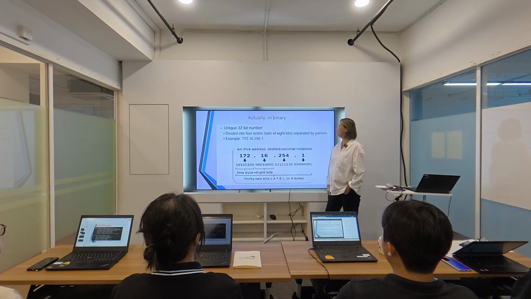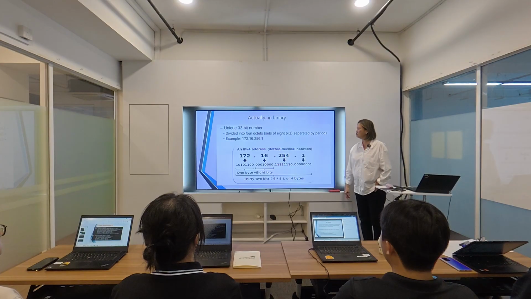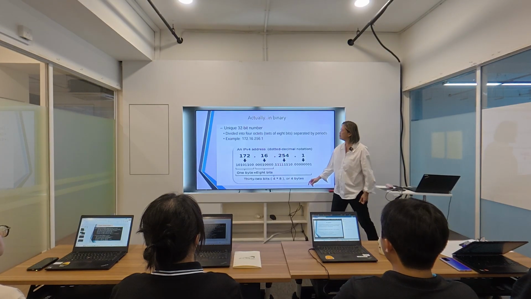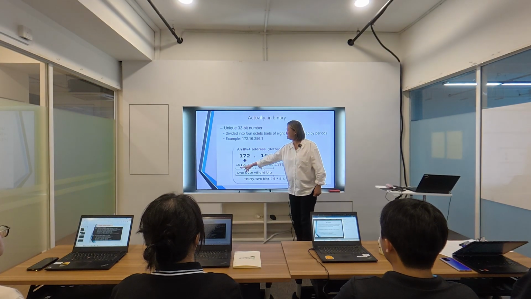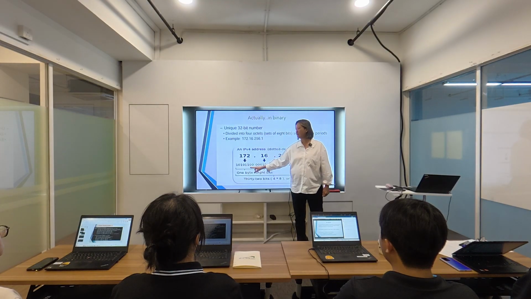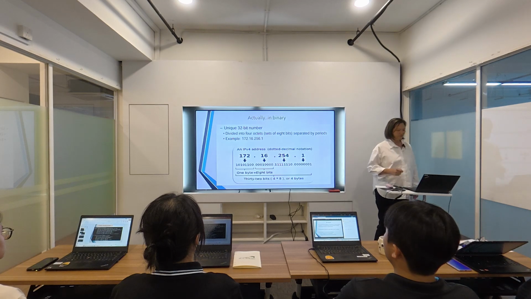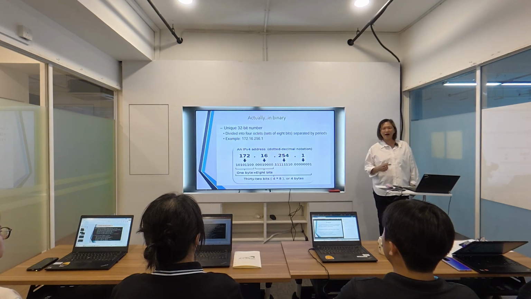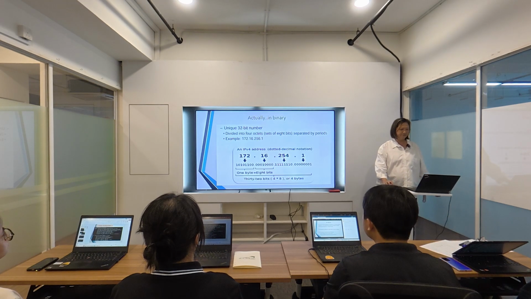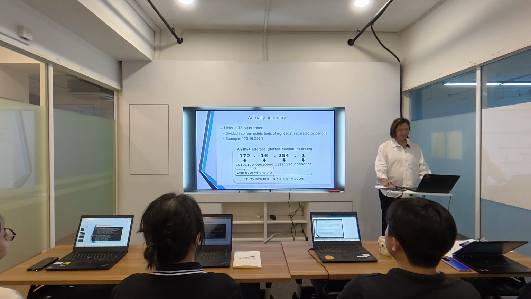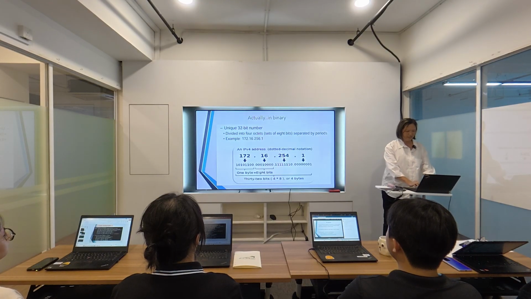So just now we saw 172.16.254.1. So 172 you convert to 8-bit binary. It's 10101100. Now, 16 is 00010000. Now, how do we convert? You can actually use our PC, find the calculator.